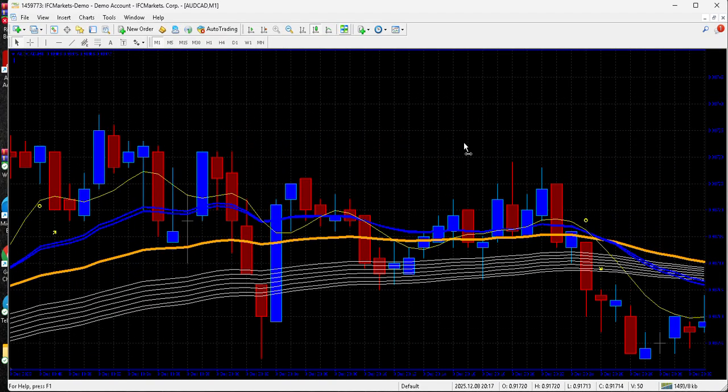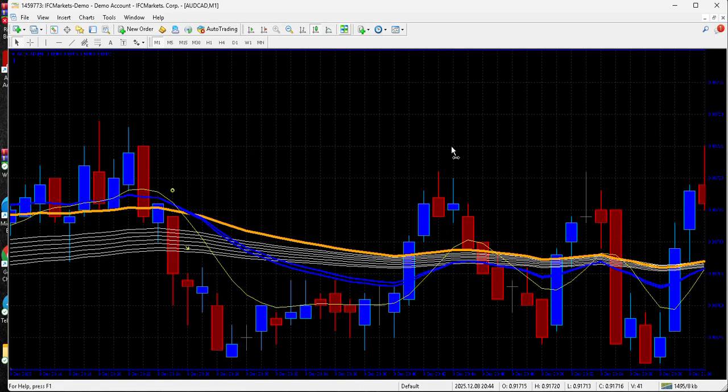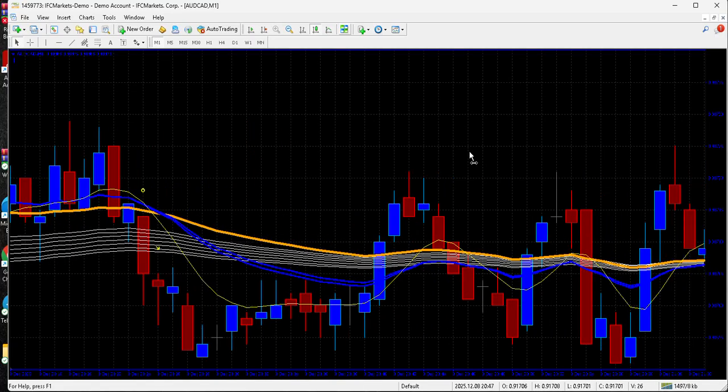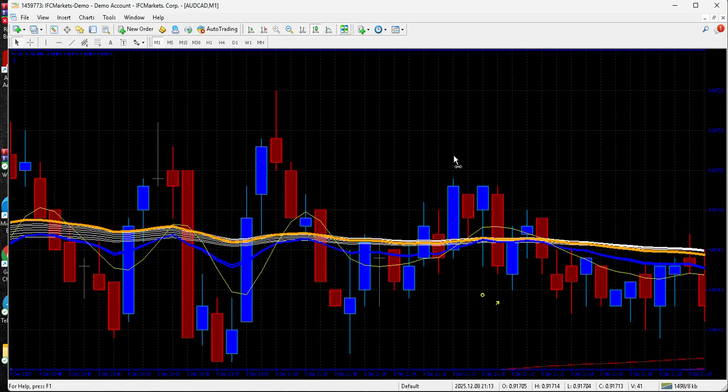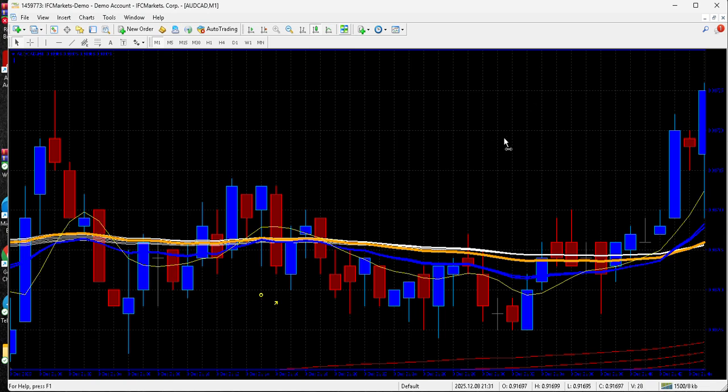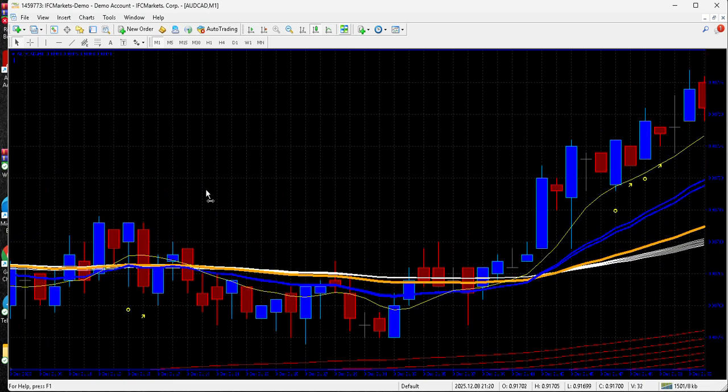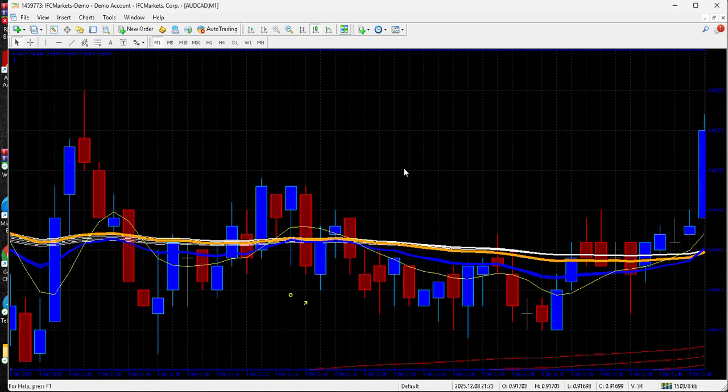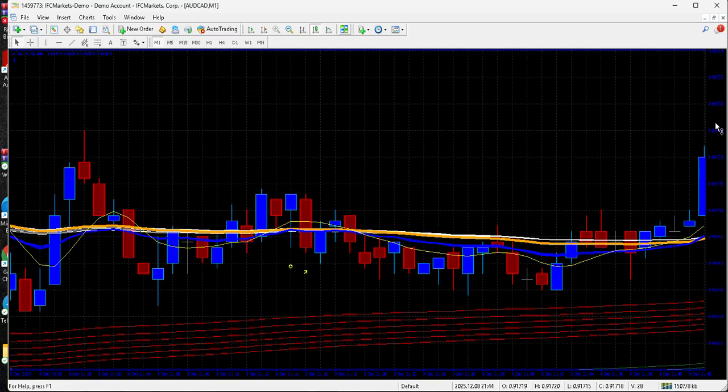Okay. And we ignore these because it's going down. We're only looking to take trades going up. Let's see. So if you took this one, you would lose. Assuming 1, 2, 3.